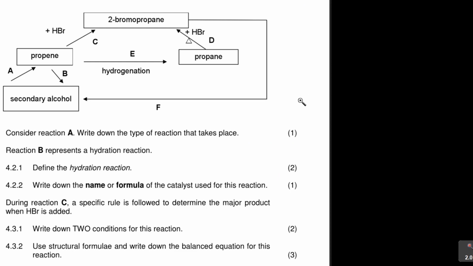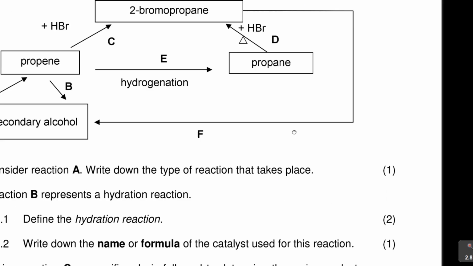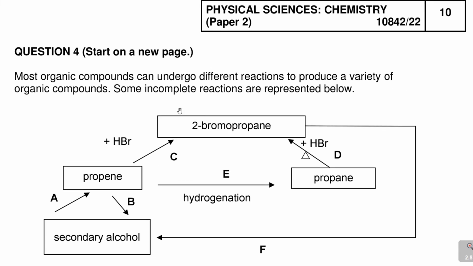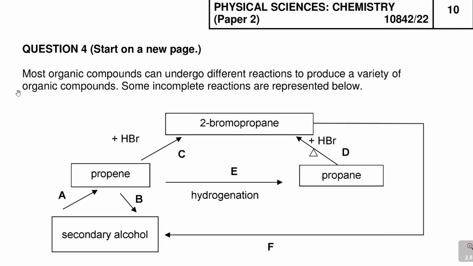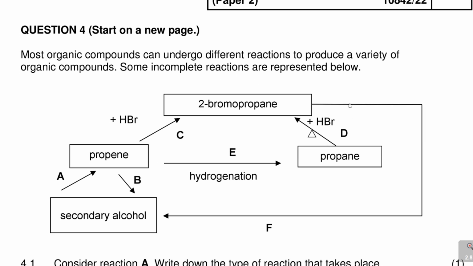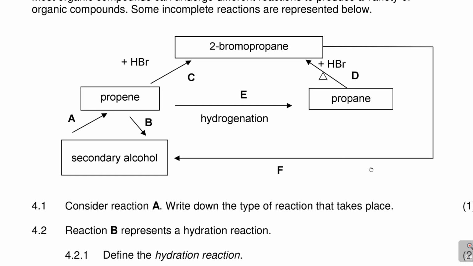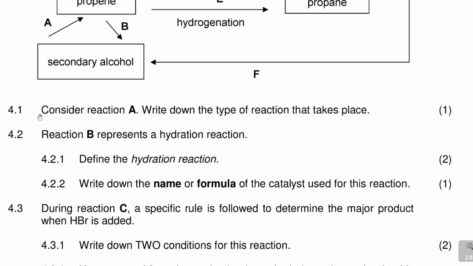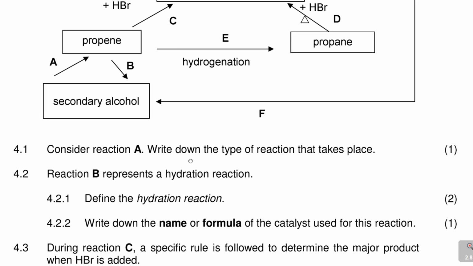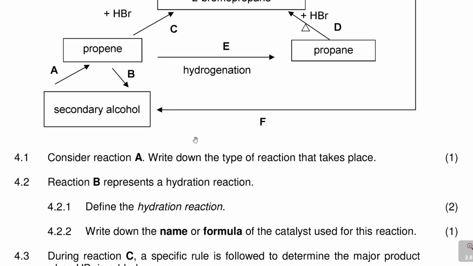Now let's look at the next one. Last question of this paper. It says most organic compounds can undergo different reactions to produce a variety of organic compounds. Some incomplete reactions are represented below. I'm not going to study this because of time, let's go straight to 4.1. Consider reaction A. Write down the type of reaction that takes place.